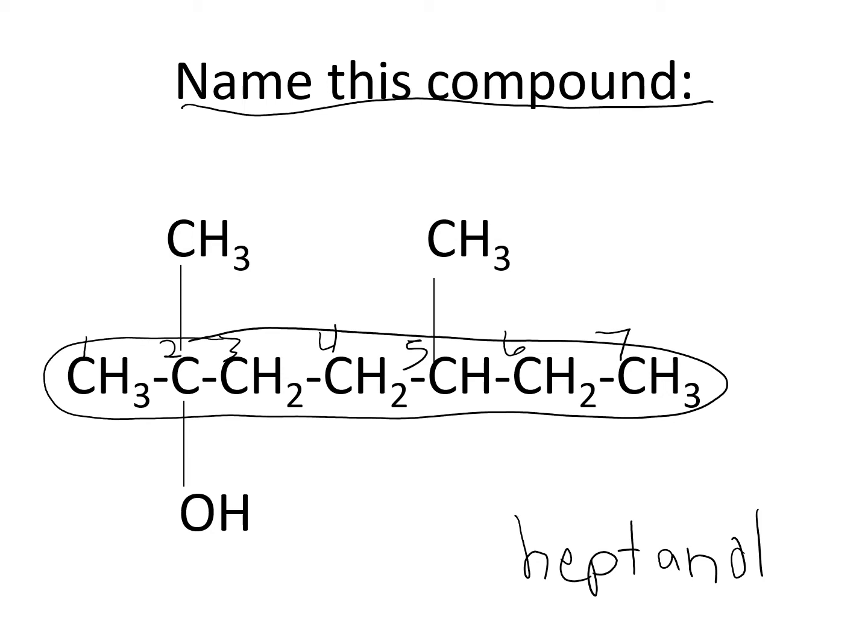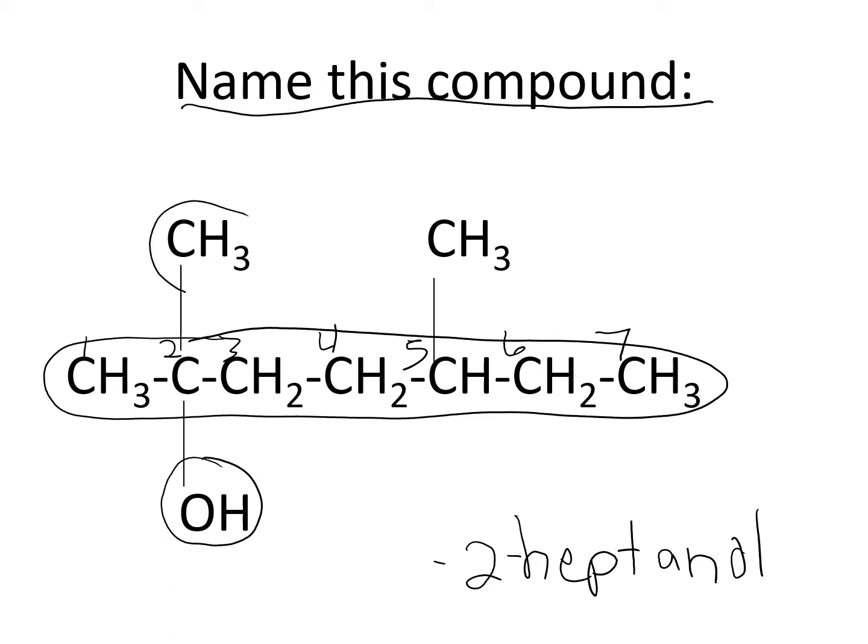We want to show the location of where the hydroxyl group is attached in front of heptanol. This is attached at carbon 2. We can see if we counted from the other direction, it would have a much larger number. It would be carbon 6. So we're going to include the OH attached at carbon number 2.